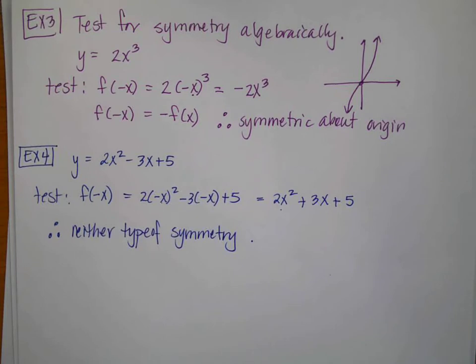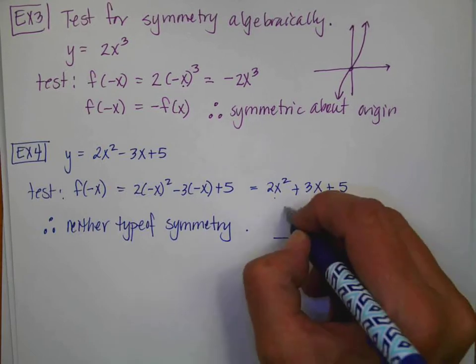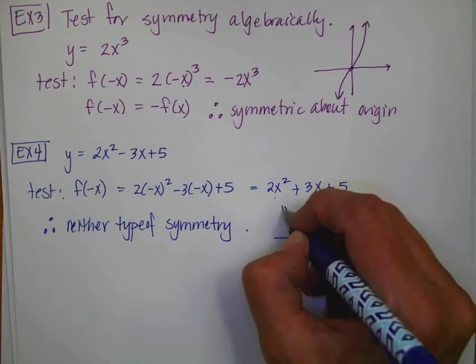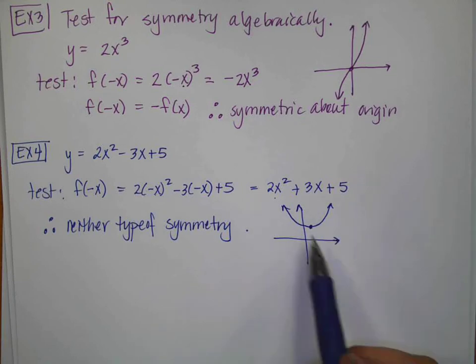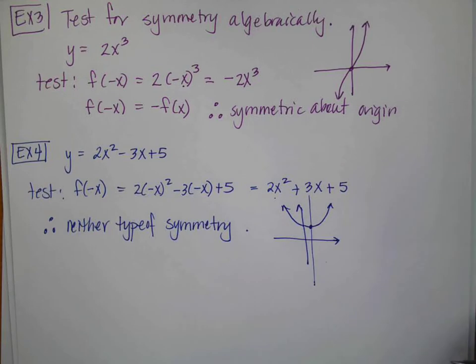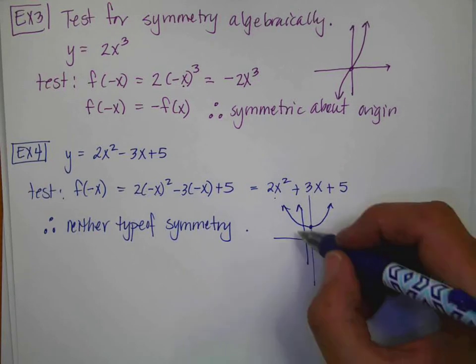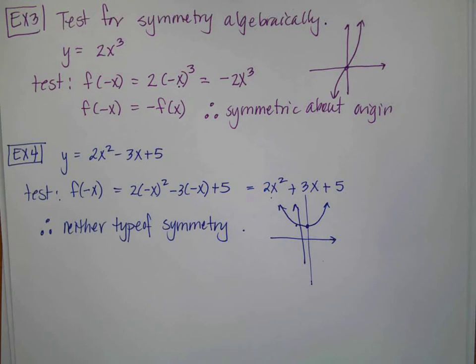Brain and hand aren't working at the same speed. If you graphed this particular graph in your grapher and looked at it, it would look kind of like this, because I've done this in my grapher ahead of time. There's the little vertex. So this is not symmetric about the y-axis. It's symmetric about the vertex, but it's not symmetric about the y-axis, therefore, neither type of symmetry. Alrighty, that is it for today.